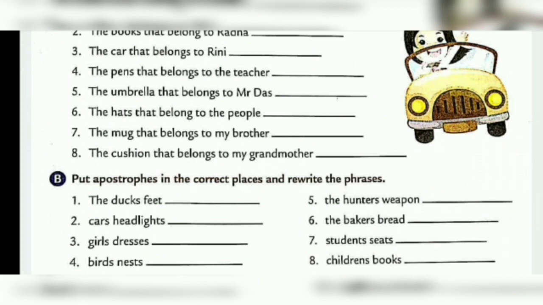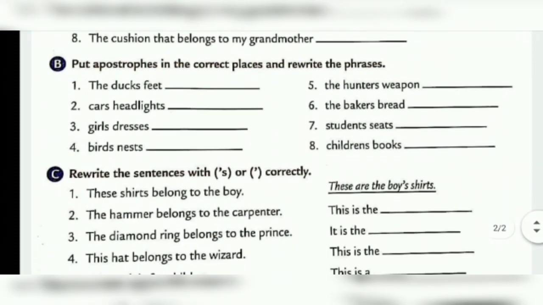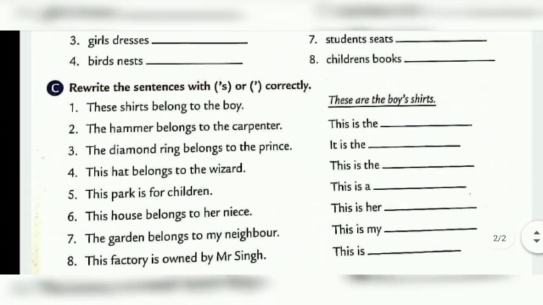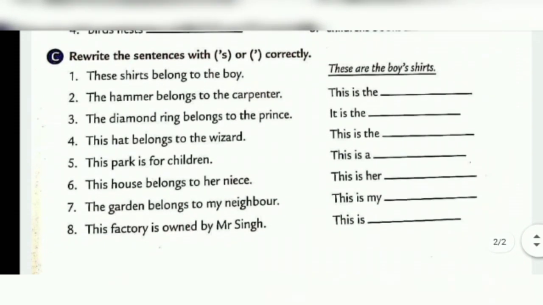Right? So as per the example, we have to complete. Now exercise B, put apostrophes in the correct places and rewrite the phrases. Now here it is given the duck's feet. You have to keep in mind the singular and plural noun rules. Right? The duck's feet. Second, car's headlights. Three, girls' dresses. Number 4, birds' nests. Number 5, the hunter's weapon. Number 6, the baker's bread. Number 7, students' seats. Number 8, children's books.